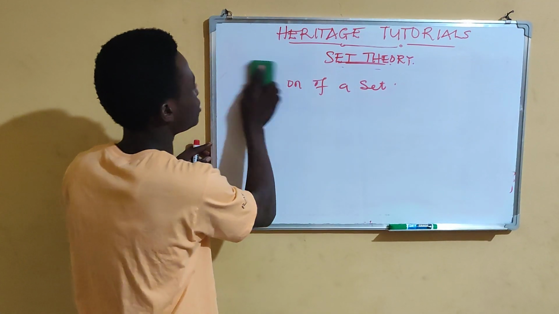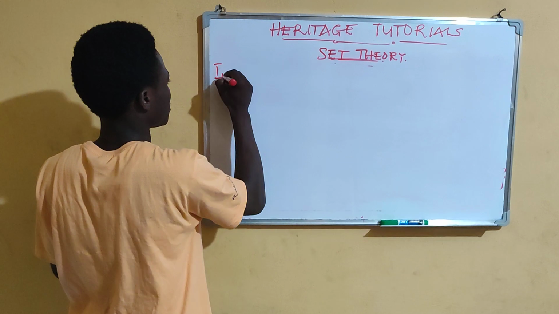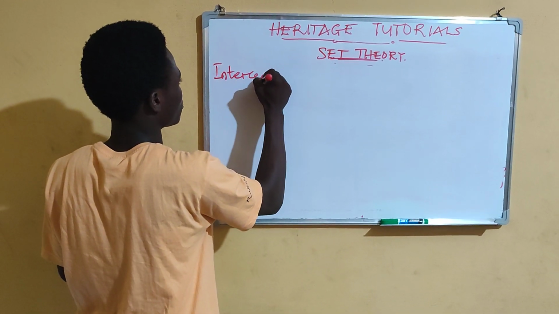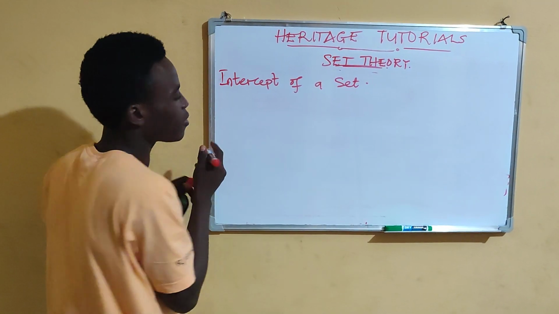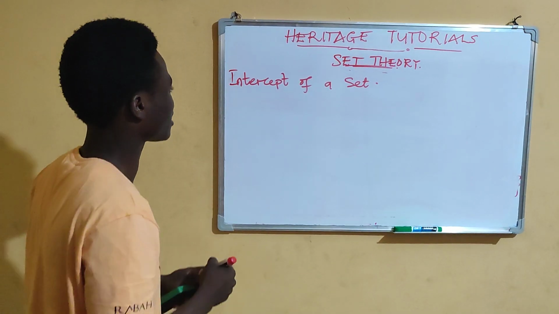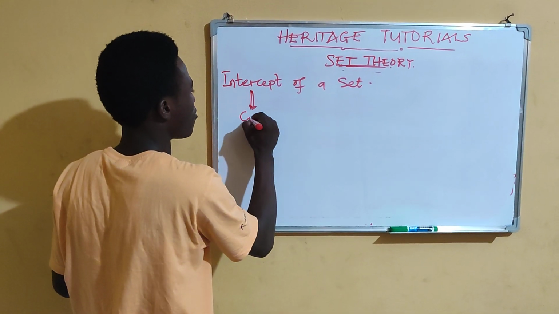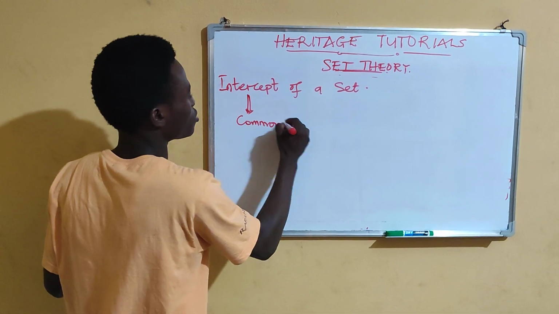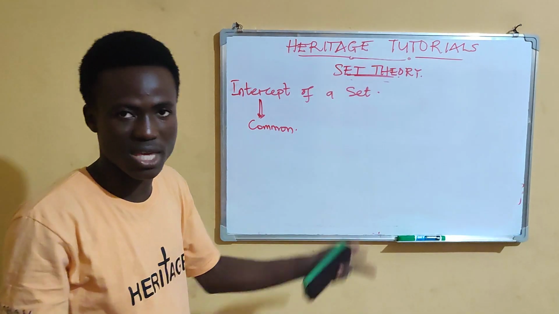So the next one we have is the intercept of a set. What makes intercept very easy for students to understand is to just assume that intercept means the same thing as common. So it means what are the common elements in A and in B, or in B and in C.